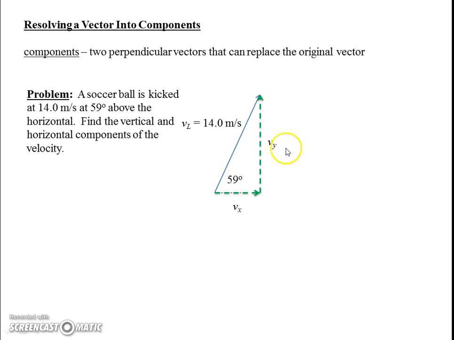Now we'll identify the sides of the triangle. Vy here is the vertical component, or in the y direction. Vx is the horizontal component, or in the x direction. And I call this Vl. This would be the launch velocity, the velocity of the soccer ball at the instant it leaves your foot.